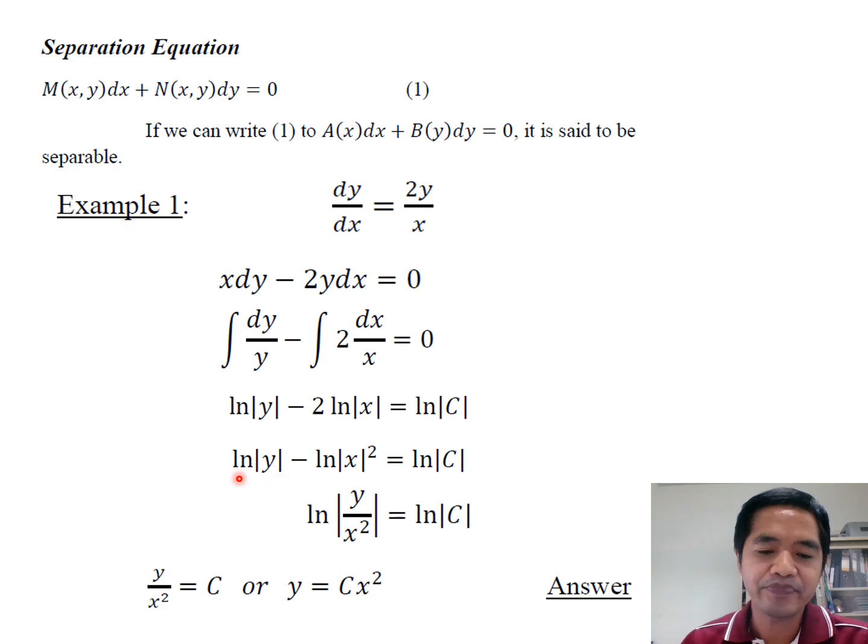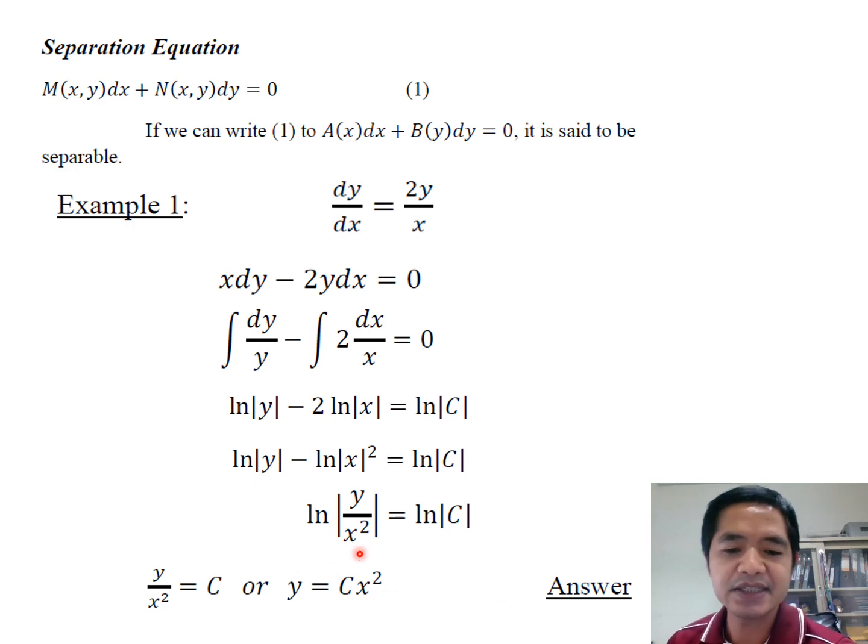So this is ln, this is the minus sign, and this is the plus sign, so we can combine them into one form. The minus sign is the divide product. So we get ln of y over x squared equal to ln c. And the final answer is y over x squared equal to c, or y equal to c x squared. Okay, c is a constant. This is the final answer.